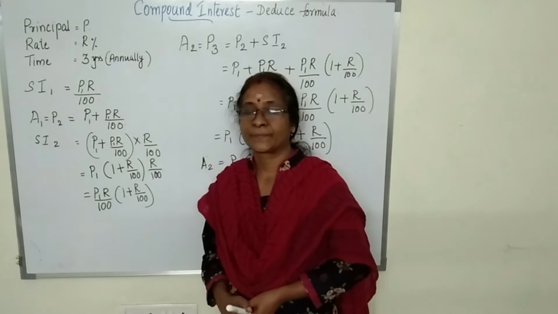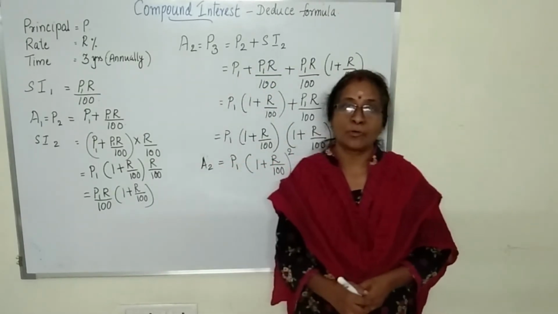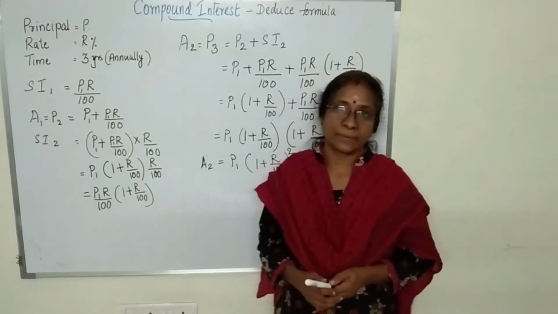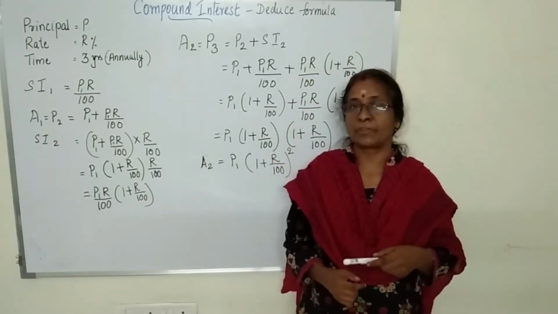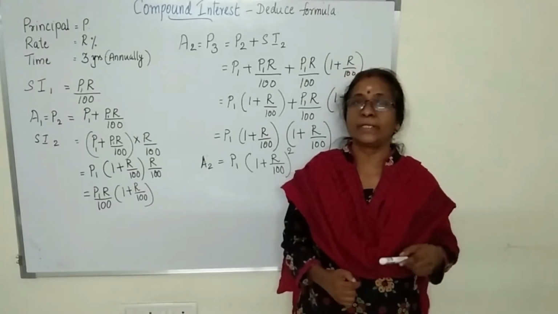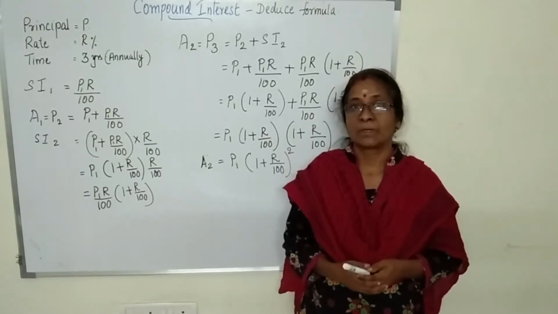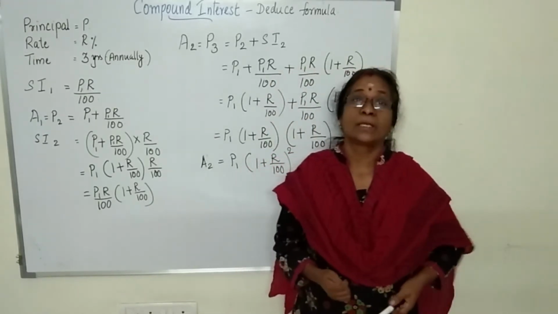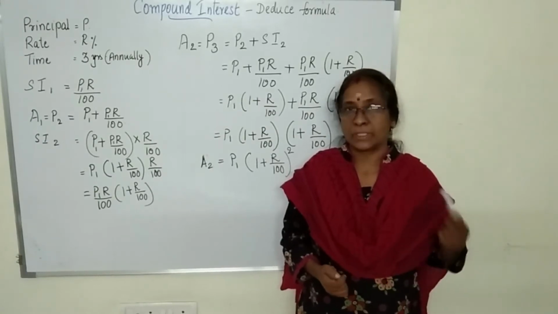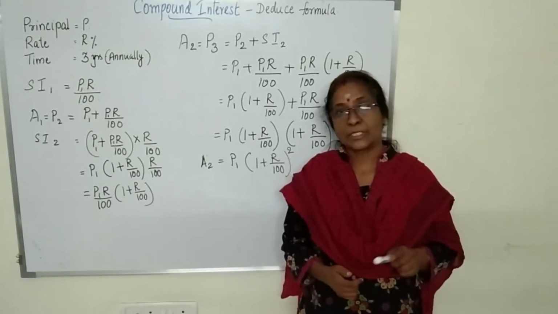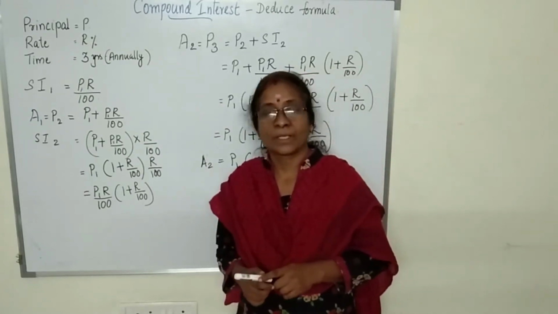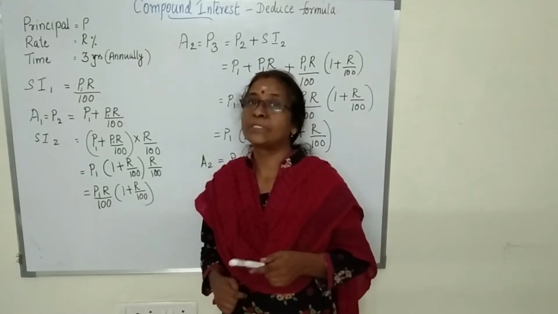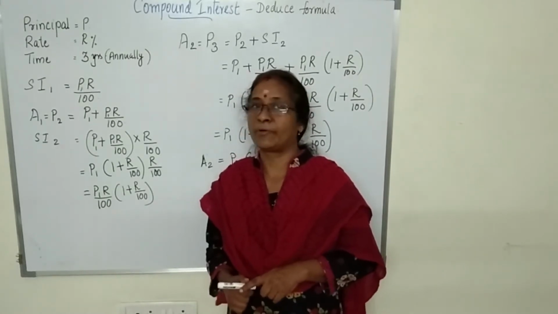Dear students, in the previous video we found how to find the compound interest step by step. It takes lots of time. If it is 4 or 5 years, we have to calculate 5 steps. And again, if it is not annually, if it is semi-annually, half yearly or quarterly, many number of steps we have to do. Instead of that, if you have a formula, the work will be very easy. So today we are going to deduce a formula for finding compound interest.